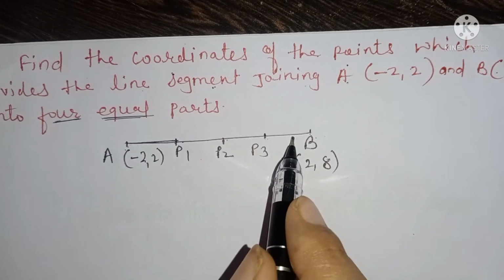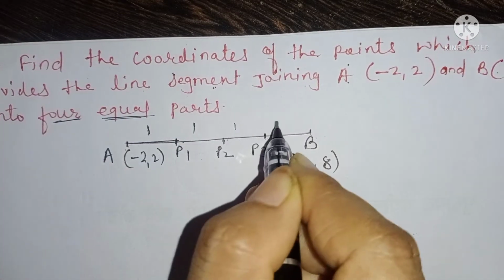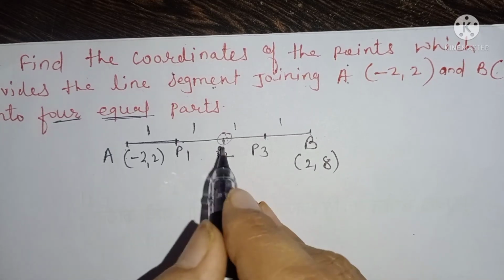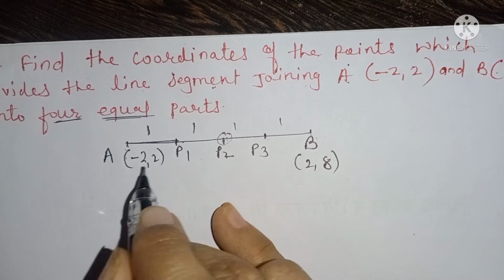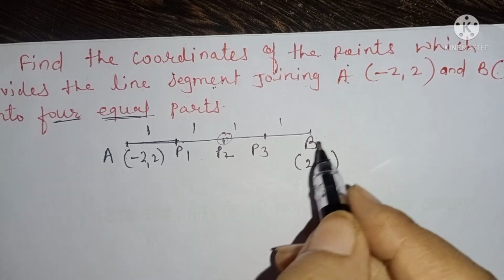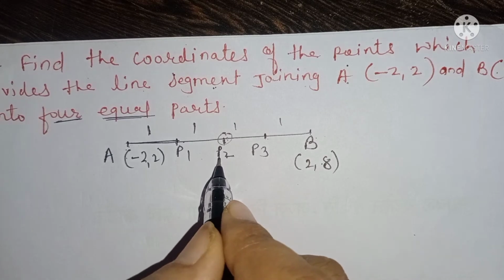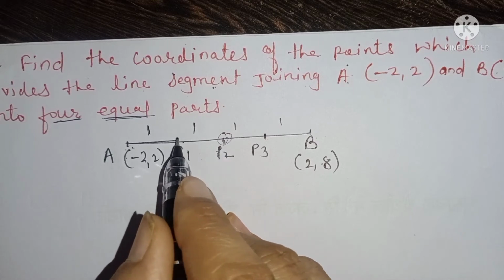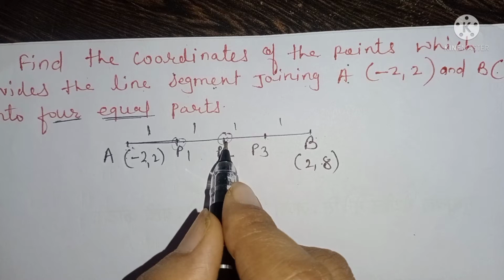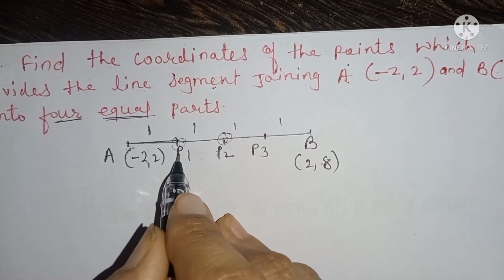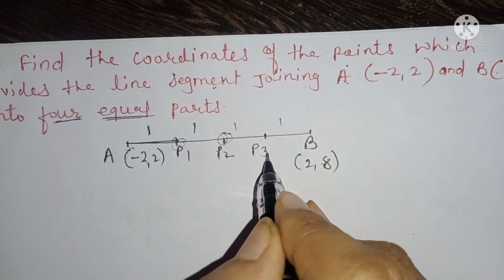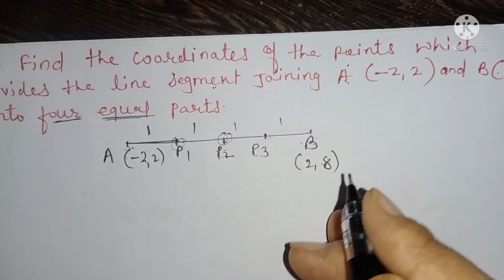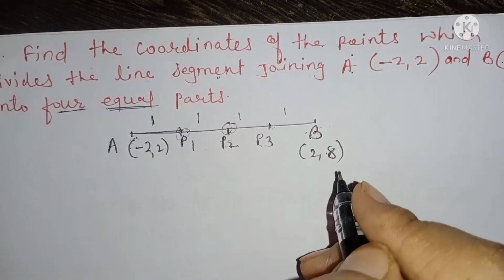If that is the case, because these ratios are all equal, 1:1:1:1, can we say that P2 is the midpoint of AB? Yes, so we can find the coordinates of P2 by applying the midpoint formula, isn't it? Then once we get the coordinates of P2, AP1 is equal to P1P2, so can we say that P1 is also the midpoint of AP2? Yes. So again by applying the midpoint formula we can get P1. And similarly P3 is the midpoint of P2 and B, and we can find the coordinates of P3 by applying the midpoint formula, isn't it? So let's solve.